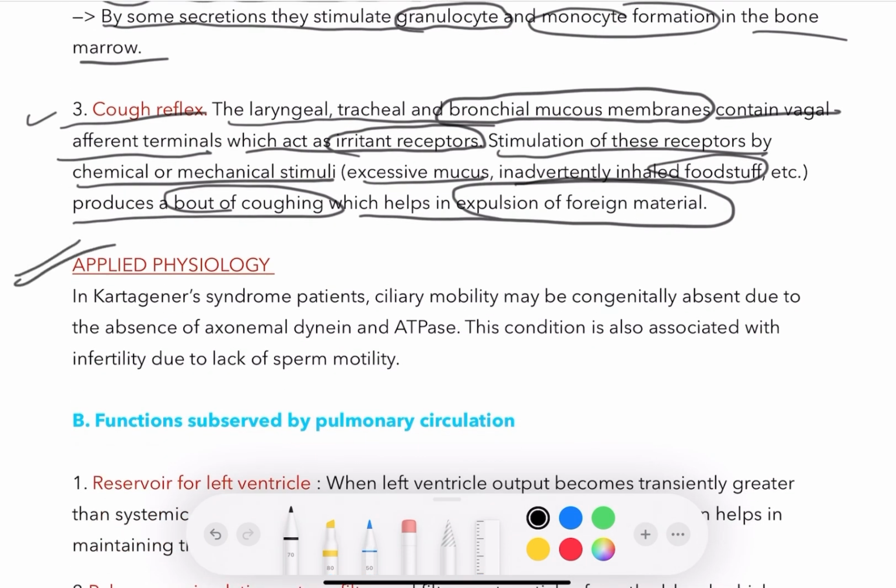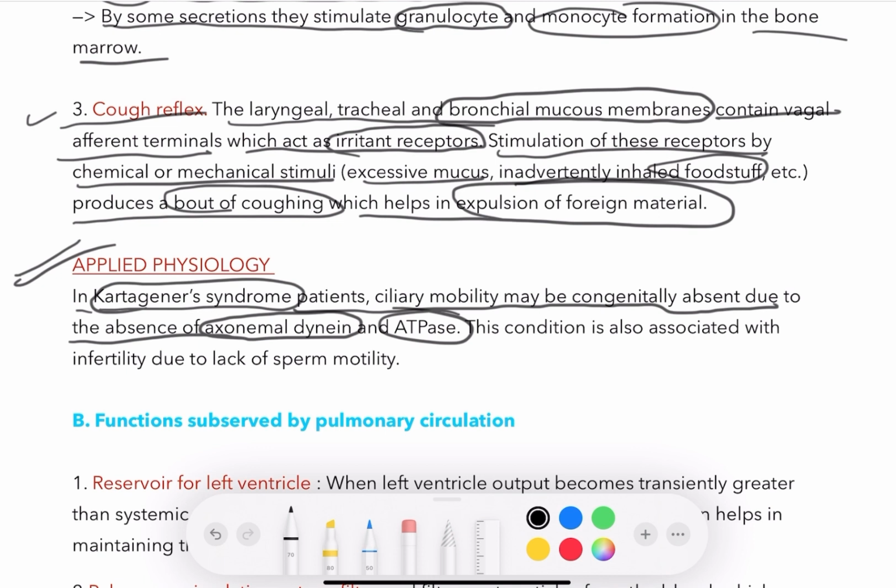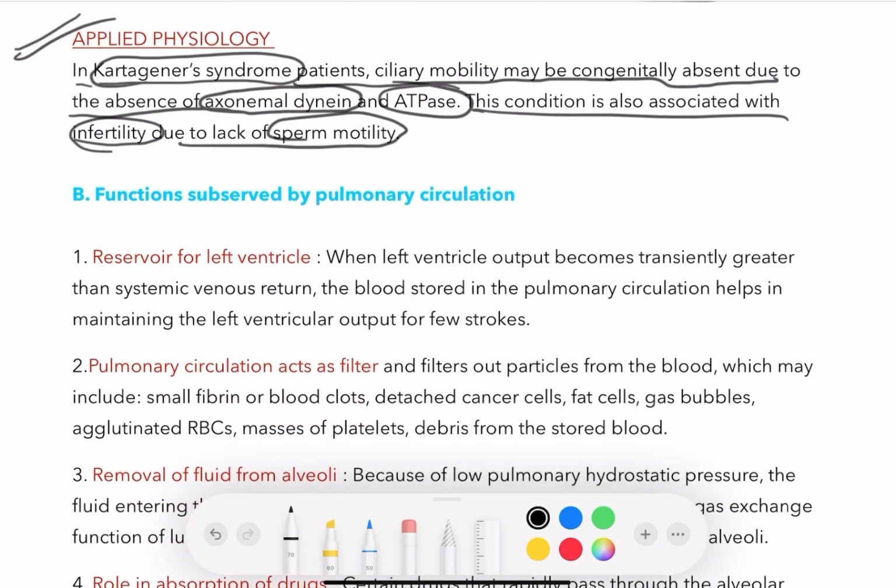Applied physiology: in Kartagener syndrome, ciliary motility may be congenitally absent due to the absence of axonal dynein ATPase. Axonal dynein ATPase is absent in Kartagener syndrome patients. This condition is also associated with infertility due to lack of sperm motility. So it includes infertility as well as absence of ciliary motility.